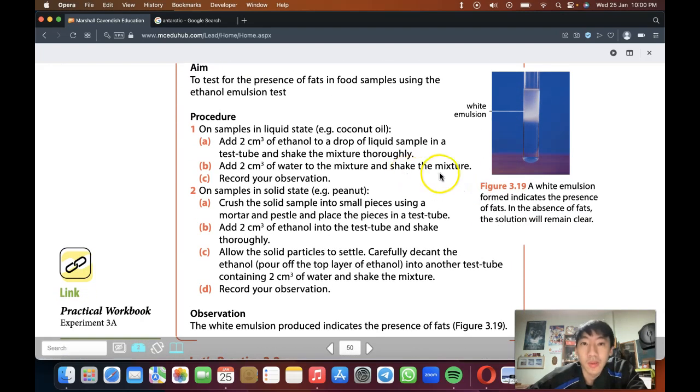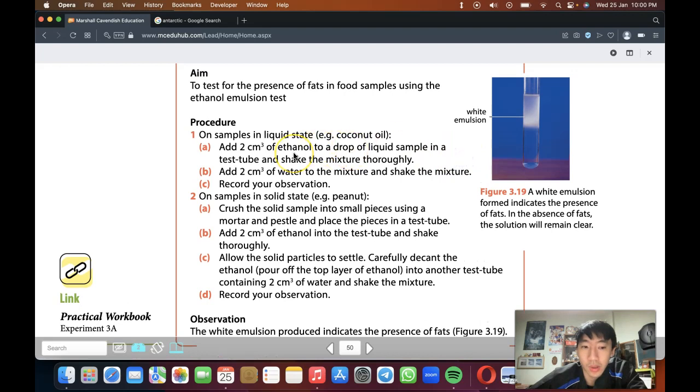How do we test for fats using the ethanol emulsion test? There are two procedures. One is if you're working on liquids, and the other is if you're working on solids, but in general they are very similar. In liquids, we will add 2 cm cube of ethanol to a drop of liquid sample in a test tube and shake the mixture thoroughly.